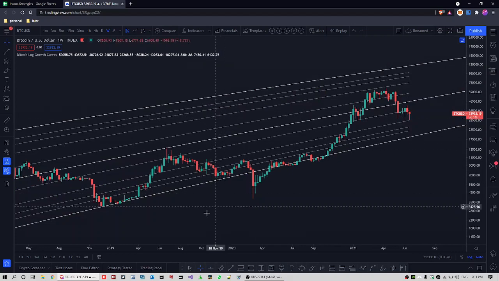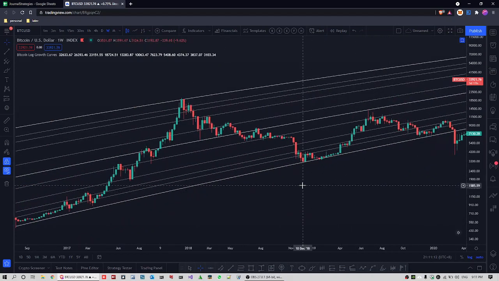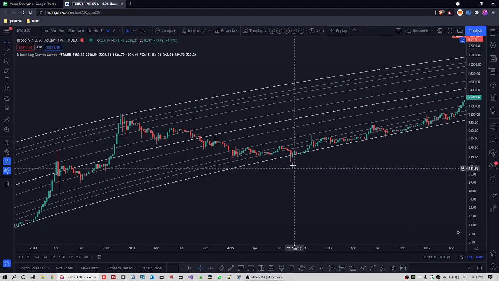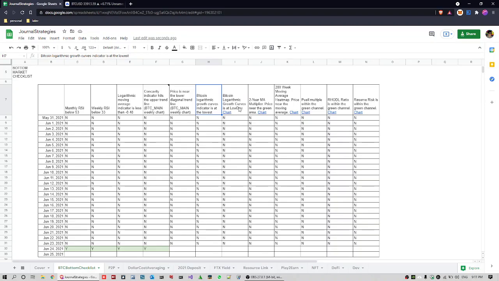Let's make it larger. Double click on the chart. December 2018, yeah, so it's at the lower band. And then also on January 2015. There. Yeah. Okay.